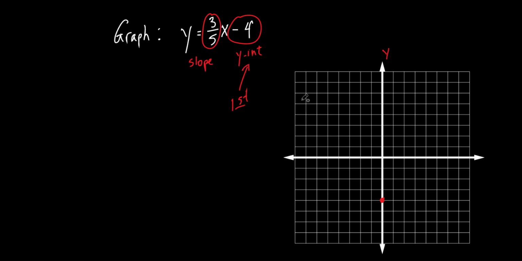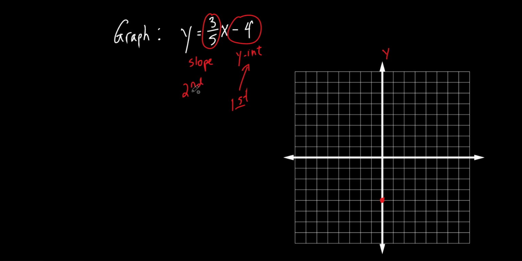All right, so that's our first step. Everybody got that? You look at the y-intercept, and you put a point on the y-axis, the one that goes up and down, the vertical one, at negative 4. 1, 2, 3, 4. Now, what's the second thing that you're going to do?